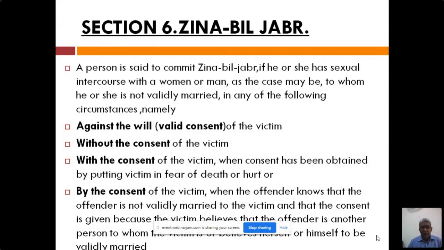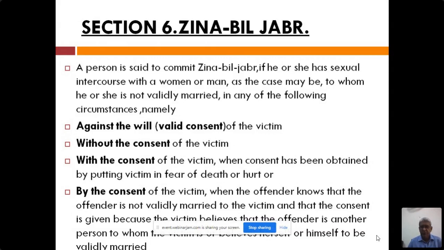So, in this section 6 dealing with Zina bil Jabr, if you equate it with section 375 of rape, there were three conditions, and all three conditions were dealing with age: 15 years for the wife partner, age of 16 years for the other than wife partner, and above the age of 16 years, who is not wife and consent has not been obtained.